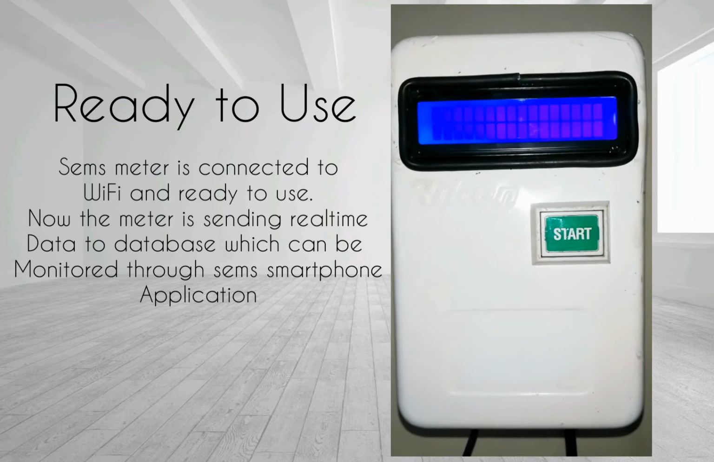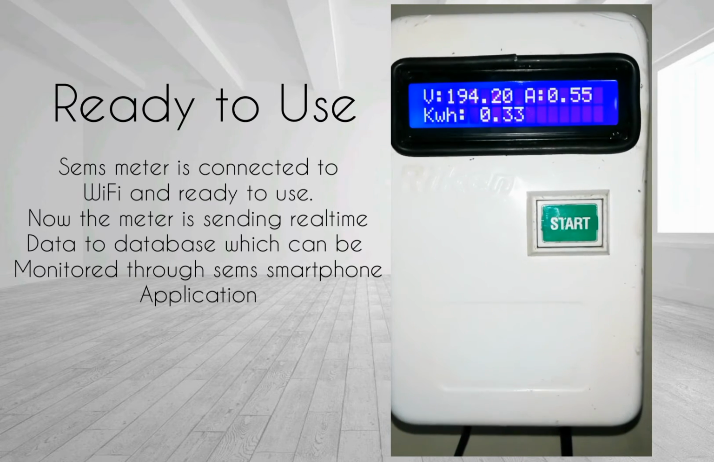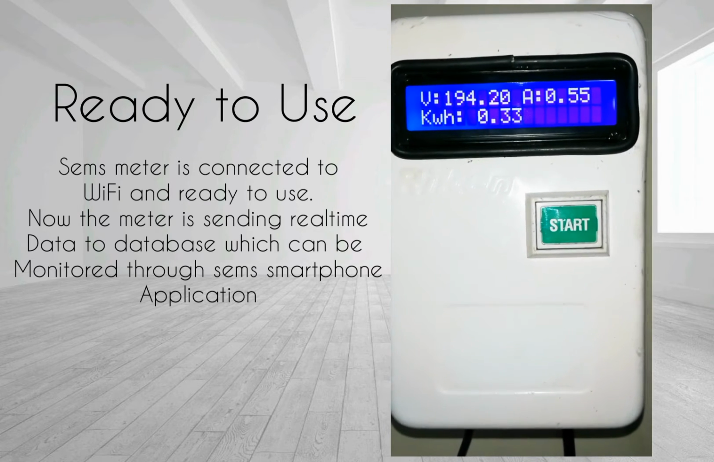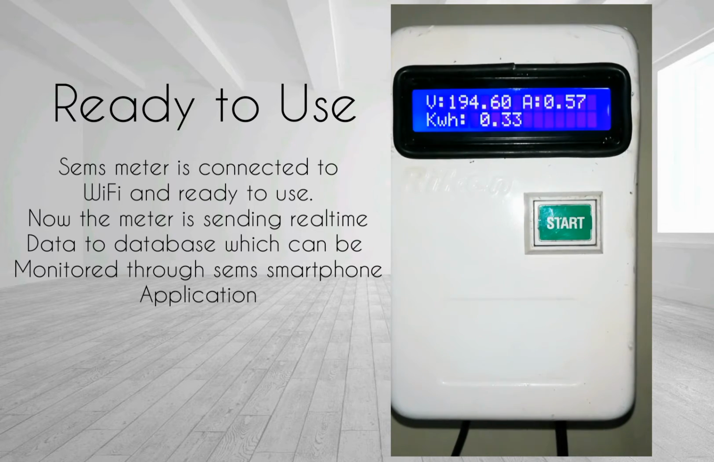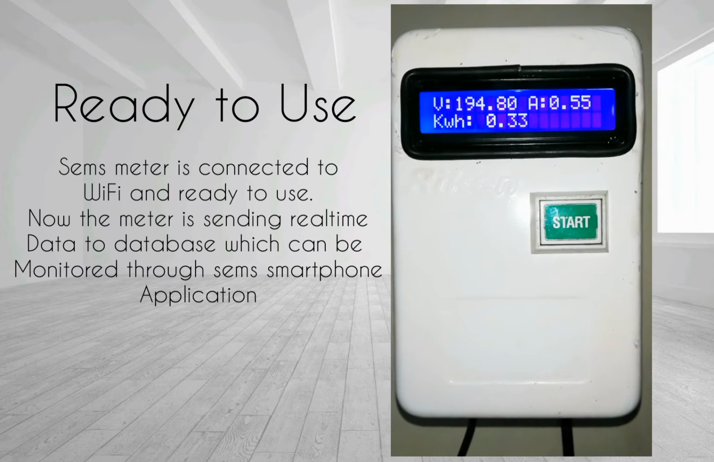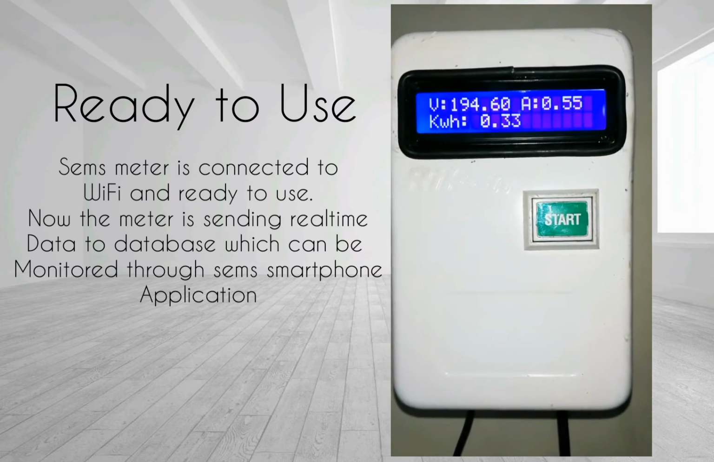After the successful connection, your meter is now ready to monitor your electricity status. Here you can see the voltage, ampere and kilowatt hour rating for your electricity line. The display is added to the meter so that the user can monitor directly from the meter, and the meter will also display some useful messages on the screen.